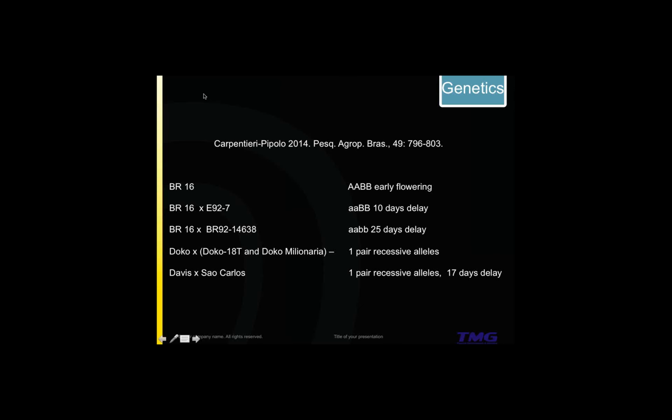So my question is twofold. Do you believe there are different alleles for the long juvenile trait, or do you think this might just be an interaction between long juvenile and the E genes?